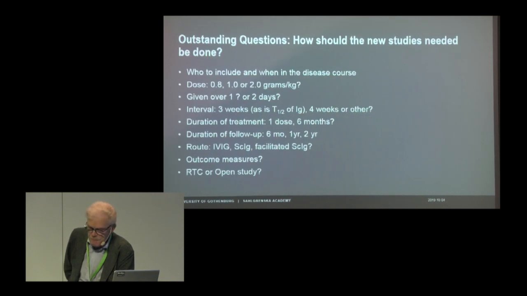Duration of follow-up. Can we, or must we, use intravenous? Can we give subcutaneous? We certainly cannot give 2 grams per kilo subcutaneously, as that would mean giving subcutaneous almost every day, and that would be too much. But there is this way of facilitated subcutaneous. You give an enzyme that allows the spread of immunoglobulin, and you can give 600 milliliters subcutaneously on one occasion. That might be an option.